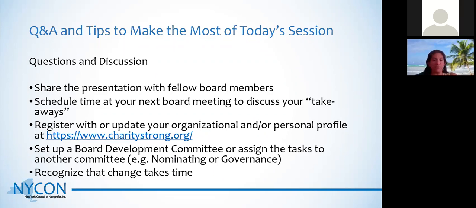Think about going to Charity Strong and register your organization. If you don't have a board development committee that addresses those full ranges of tasks, think about updating your bylaws or your committee charters to include all of them. I don't care whether you call it a nominating or governance committee, but just make sure that you're really addressing all of those kinds of issues.